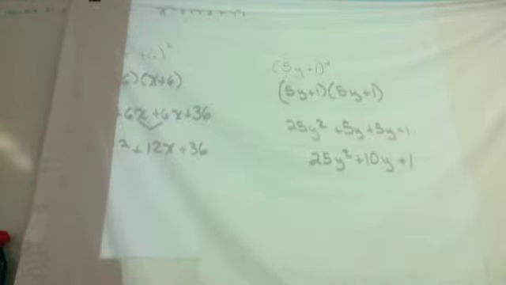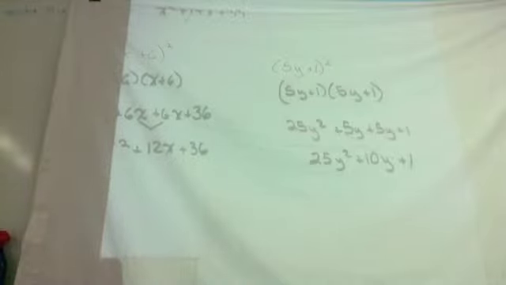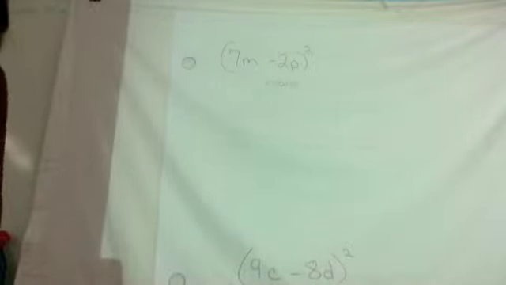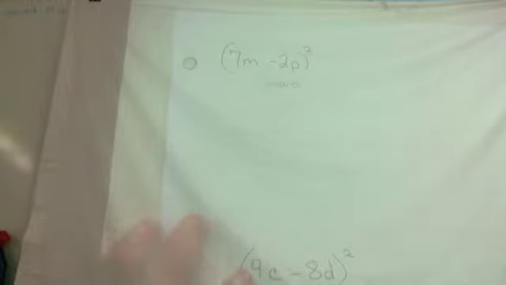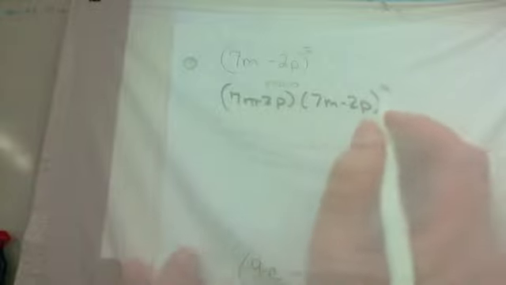Let's make sure you can see that. All right, let's try another one. This one, we have two variables in it, so it's a little trickier, but you just have to FOIL and keep track of all the different variables. So you can pause this. All right, I think it's easiest if you just rewrite the two polynomials, 7m minus 2p and 7m minus 2p, and then I FOIL it.